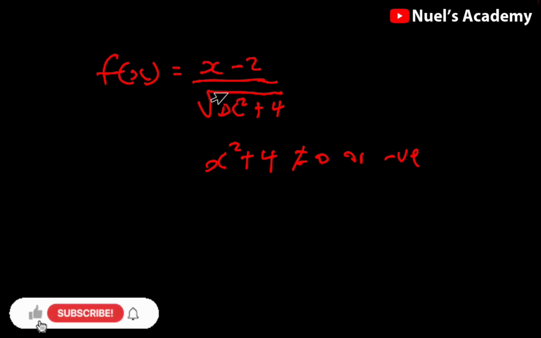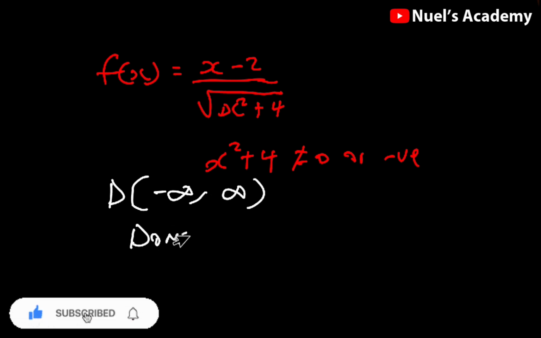Now for the numerator, we also don't have any problem because this x can hold any value and this function will still be defined. So with that, we say that the domain of this function is all real numbers, which is negative infinity to positive infinity. I'll just simply write it as domain is equal to all real numbers. So that is the domain of this function.